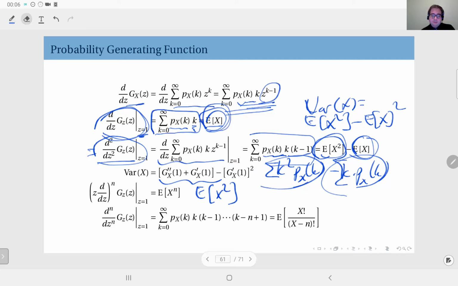We have a square here. So this is the mean squared. So you have the variance in this way.